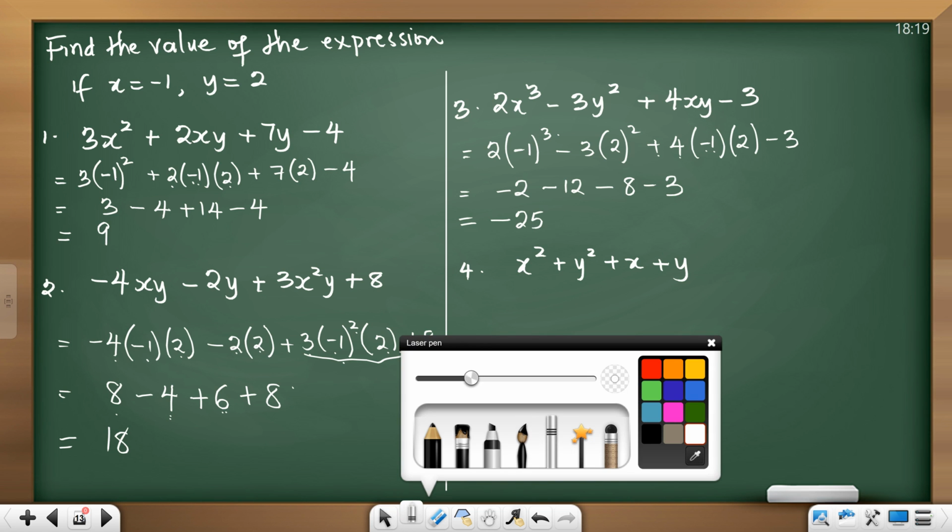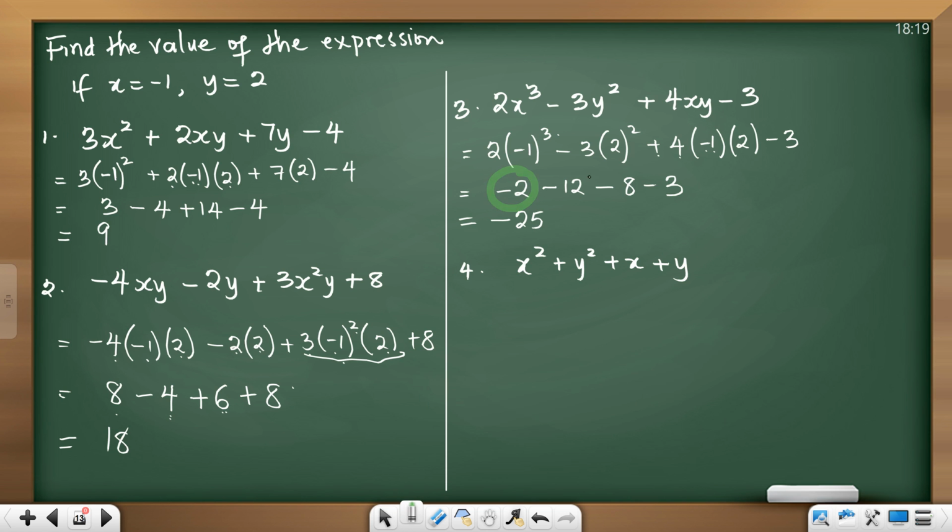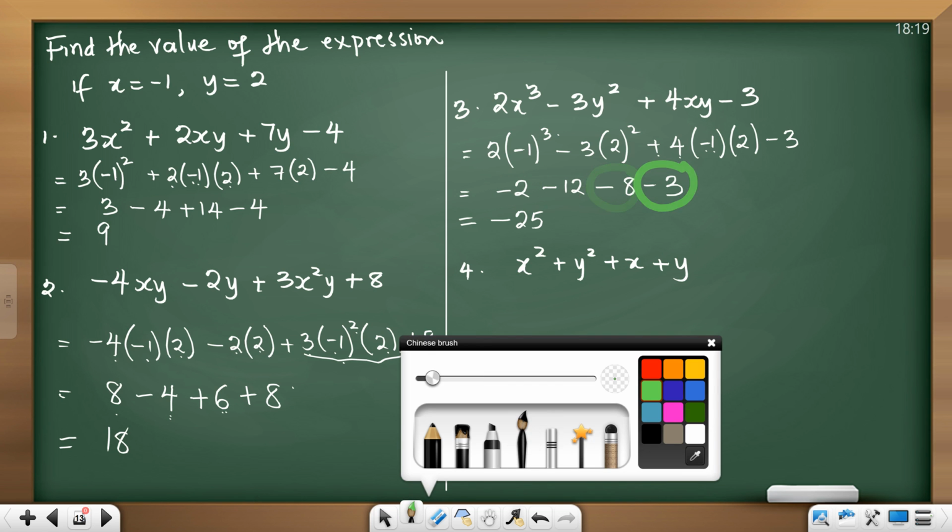You owe 2 rand, remember? We said you are owing 2 rand, and then you borrow another 12 rand, which makes it negative 14. Now you borrow another 8 rand, which makes it negative 22. Then you borrow another 3 rand, negative 25.